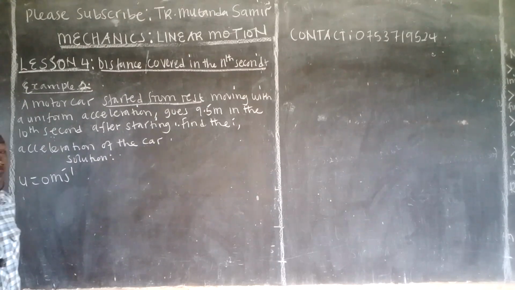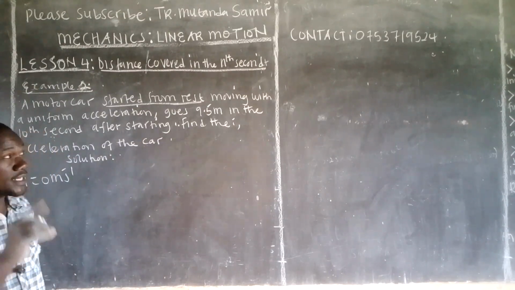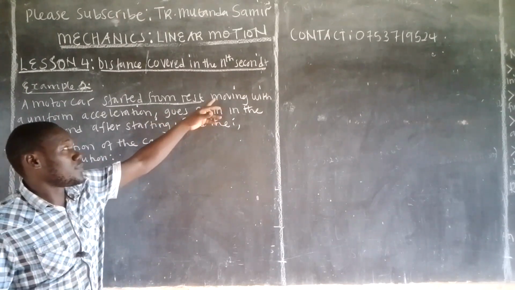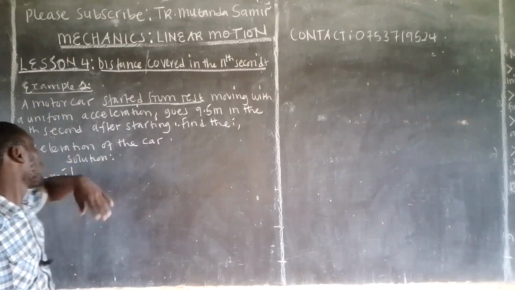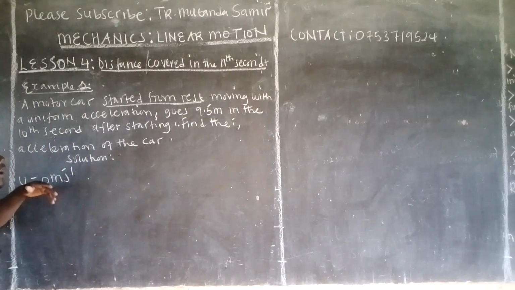Those terminologies were defined or explained in lesson 1. Go in the playlist and look at the first lesson there. Moving with uniform acceleration, it goes 9.5 meters in the 10th second after starting from rest. Find the acceleration of the car.